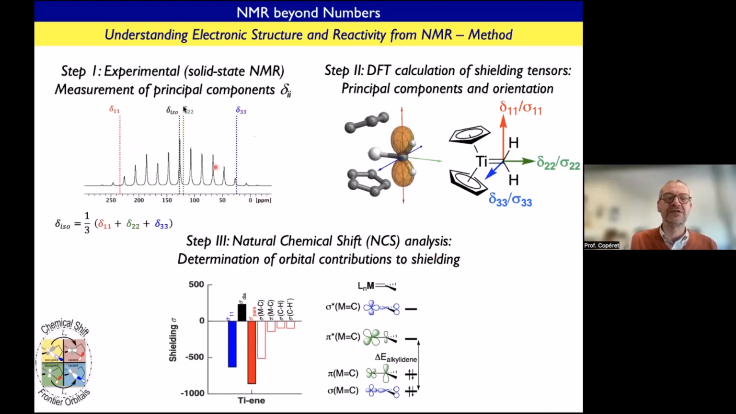So what we're going to do now is measure the chemical shift anisotropy, this chemical shift tensor. We are going to extract the principal components, okay? And by theory, you can calculate these principal components, and you can orient them with respect to the specific nuclei that you are measuring. Then we can do what we call a natural bond analysis, and you can do the same thing for chemical shift, a natural chemical shift analysis, and understand which orbitals contribute to the magnitude of this chemical shift.